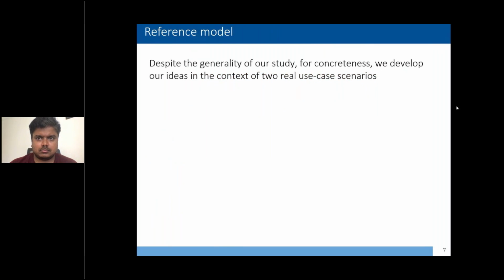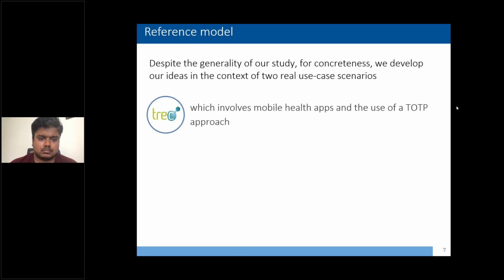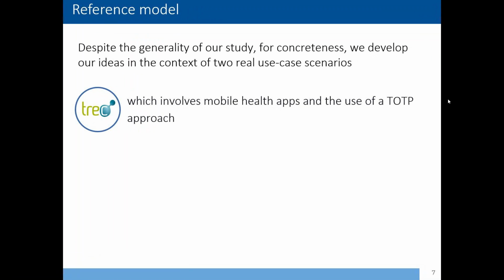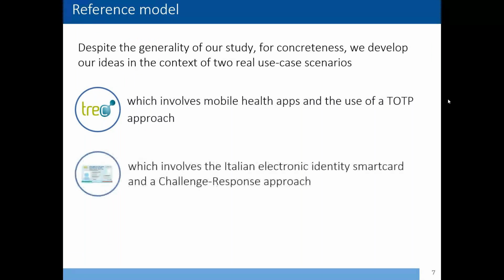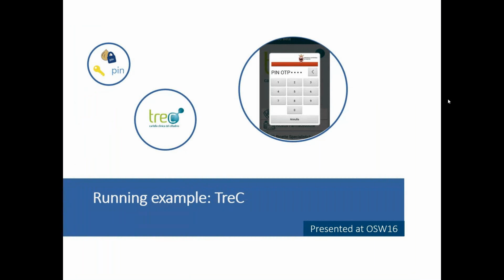Despite the generality of our study, for concreteness, we develop our ideas in the context of 2 real use case scenarios. 3C, which involves mobile health applications and the use of a time-based OTP approach, and the second, which involves the Italian electronic identity card and a challenge-response approach. During this workshop, as a running example, I will use the 3C scenario that was presented during the first OAuth security workshop.